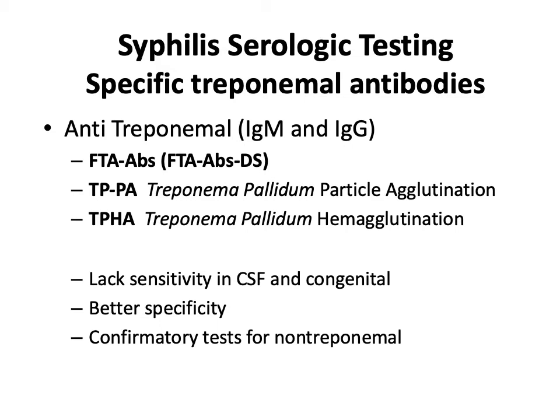These tests measure antibody directed against Treponema pallidum antigens by either particle agglutination, such as TPPA, immunofluorescence, or the FTA-ABS, or enzyme immunoassay, or EIA. They are best suited for secondary and latent syphilis, as patients may be non-reactive during the primary stage. These tests lack sensitivity in cases of neurosyphilis and congenital syphilis.